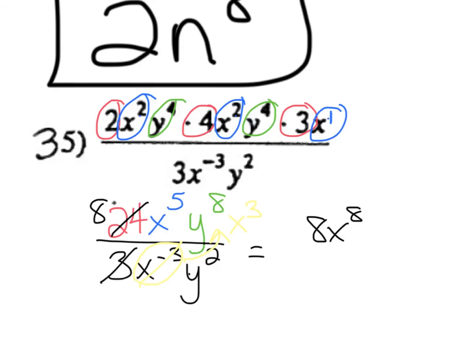I look at my y's. I have 8 on top, 2 on the bottom. There's more on top. In fact, there's 6 more on top. So y to the 6, which means I no longer have anything in the denominator. So there's my final answer.